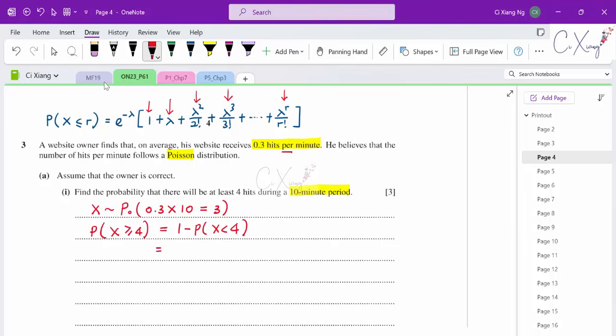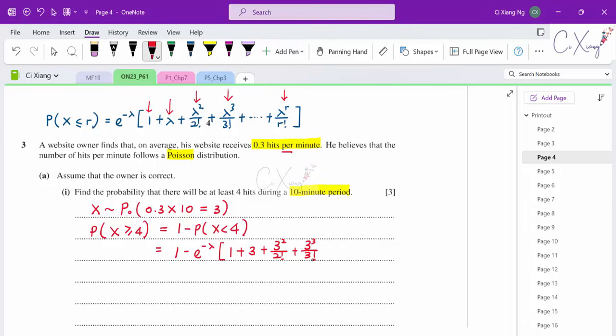So I will apply it here. x smaller than 4 means I have e to the negative lambda times: I include the probability for x equals 0, the first term, which is 1; x equals 1, which is 3; x equals 2, which means 3 squared divided by 2 factorial; then x equals 3, which is 3 cubed divided by 3 factorial. Smaller than 4 doesn't include 4, therefore I stop here at x equals 3.